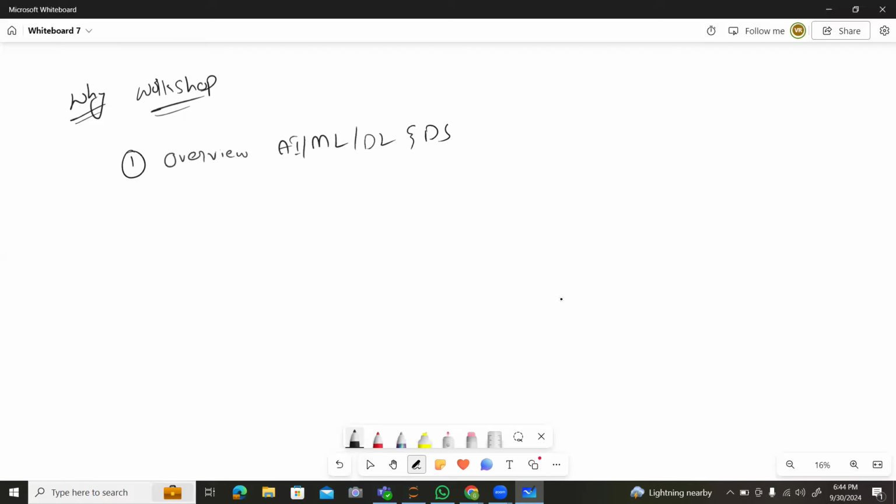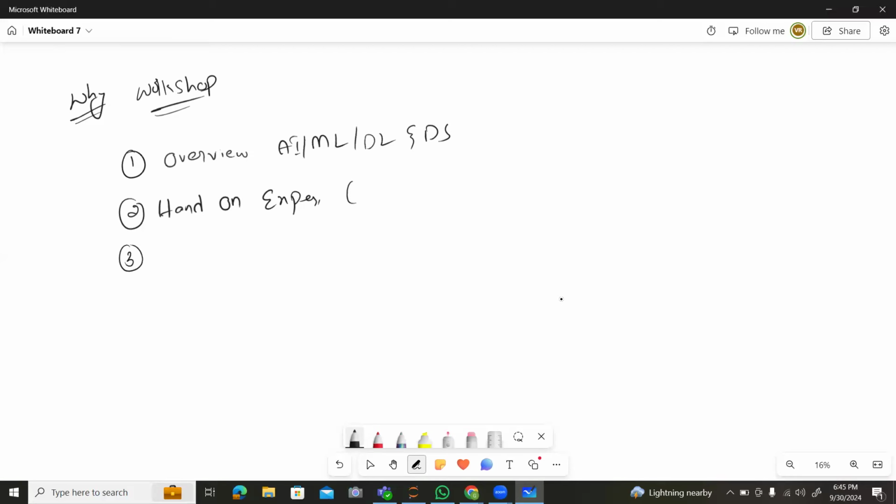So simple, these are the types of terms we will discuss in this overview workshop. Next, you will get some hands-on experience. Hands-on experience means we are building one machine learning model. We have n number of machine learning algorithms, and we will build one type of machine learning algorithm. That's why you will get hands-on experience.